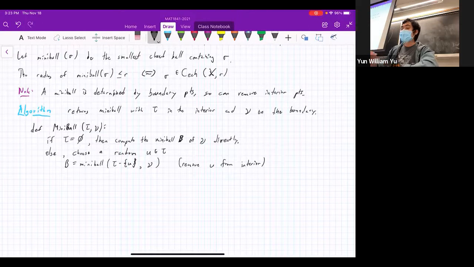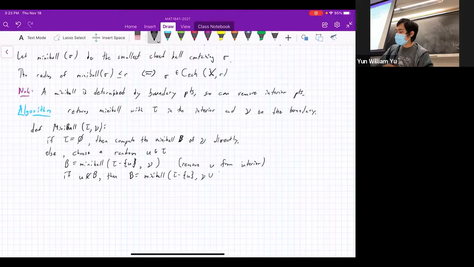And then you ask the question: is U actually in the interior? If U is not in B, where we just defined B as the mini ball of this set minus this point, then that means that it wasn't in the interior, it was actually a boundary point. And if it was actually a boundary point, then we need to move U over to the boundary. So then B is equal to the mini ball of tau minus U, nu union U. Okay, so we've removed U from the interior, and now we put U in the boundary if necessary.